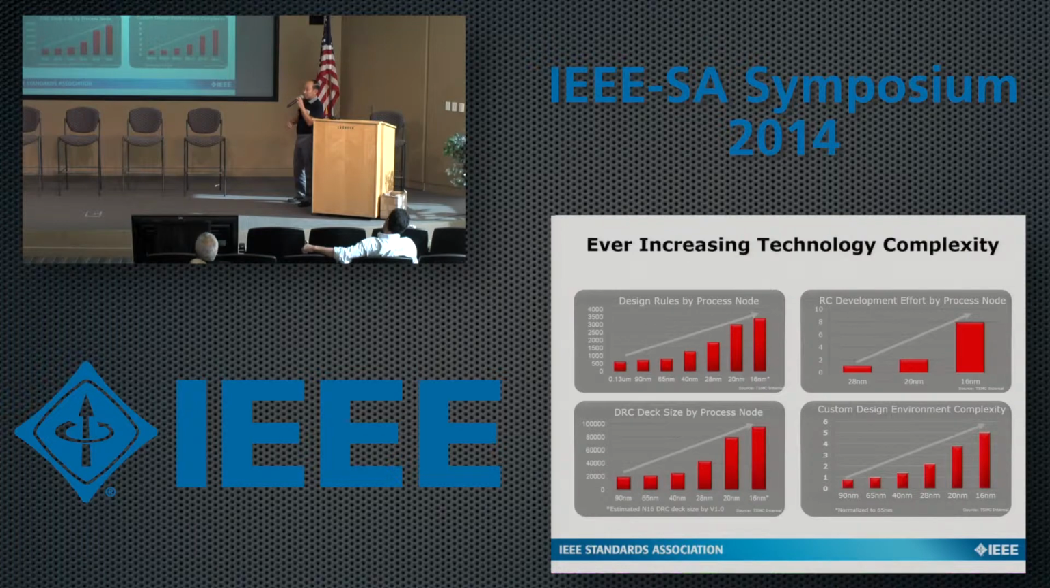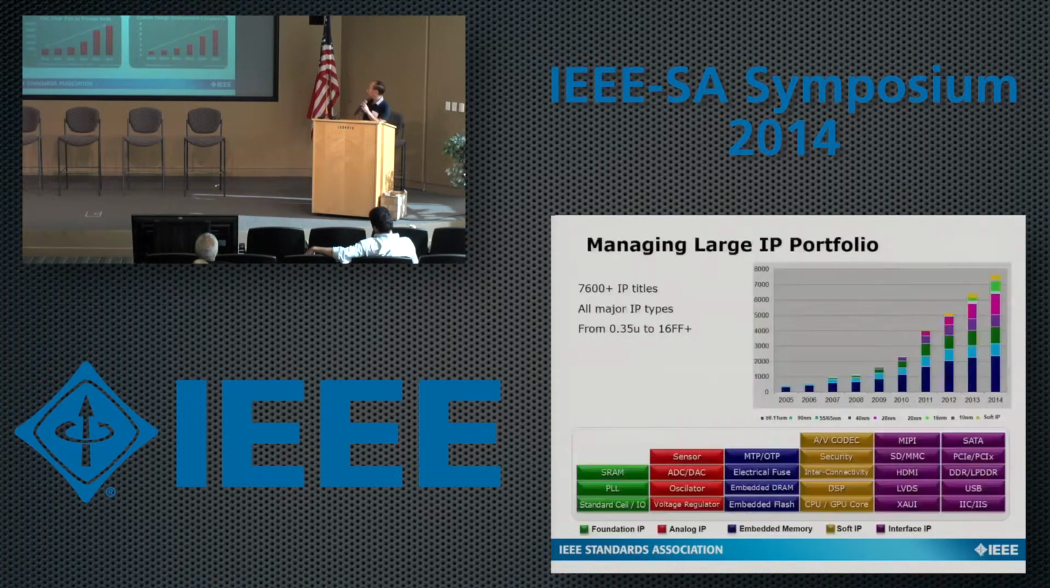DRC deck size: this is the number of code lines in the DRC deck, going from 28 at about 40,000 to almost 100,000, 95,000. It's just huge. And remember, every IP going through the system, you have to run through the DRC deck to check it. Custom design complexity, again by effort: 28 is about 2x, and this is about 5x. Quite a lot of work for custom design.